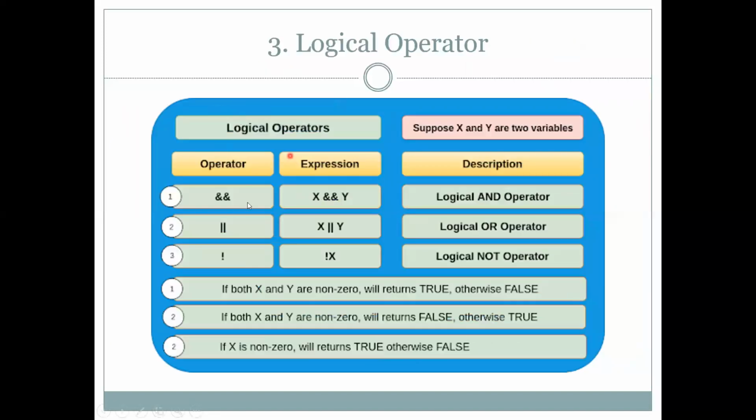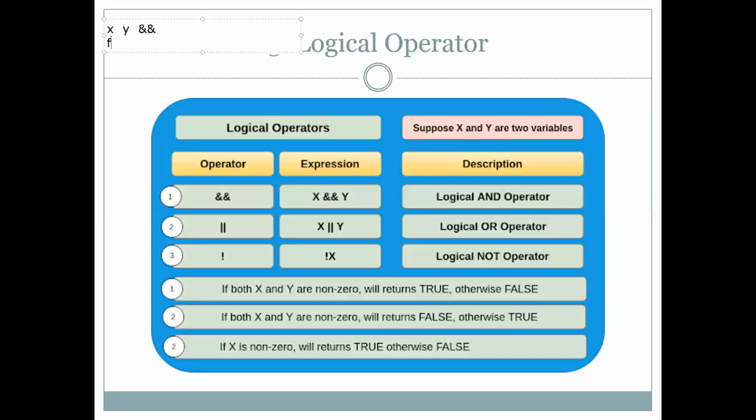Next is the logical operator. Okay. So basically there are three kinds of logical operators: AND, OR, and the NOT operator. Okay. And let's consider there are two variables x and y. So for the logical AND operator, suppose there are two variables x and y, and I want to apply the logical AND operator. In case of logical AND, it will work on true and false conditions.